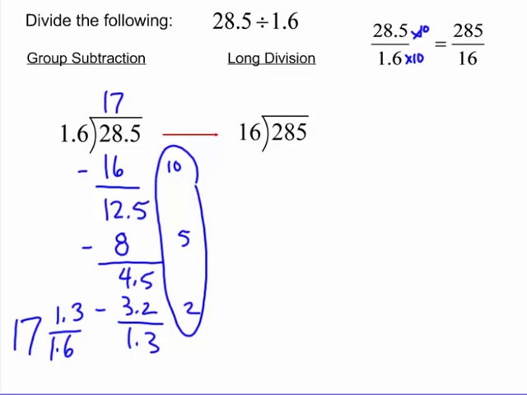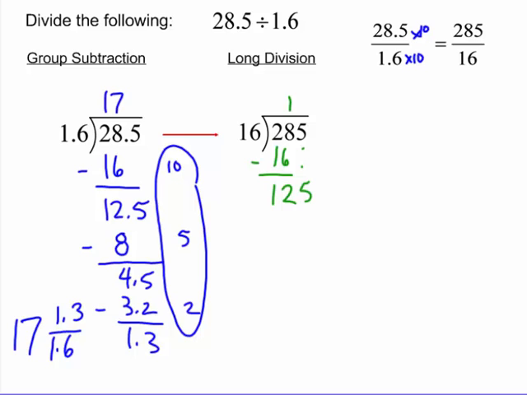So I need to know how many 16s fit inside 285. Again, I might use the long division technique here or the group subtraction, whatever your preference is. I'm going to use long division because I can see one group of 16 fits inside a 28. I am left with 12. I bring down the 5. I have 125.